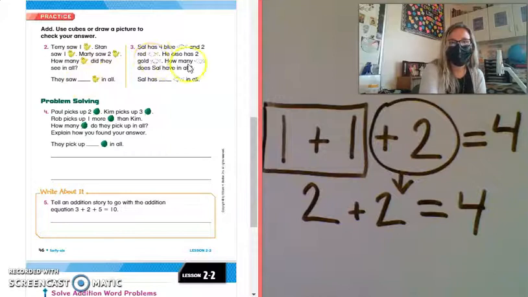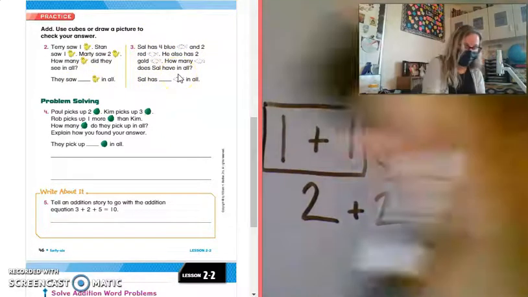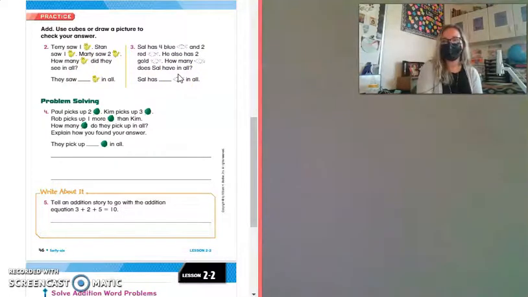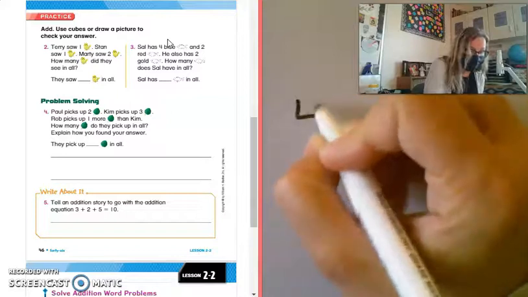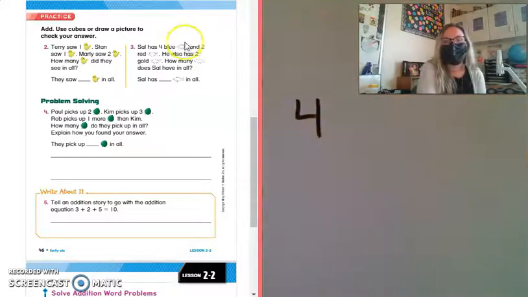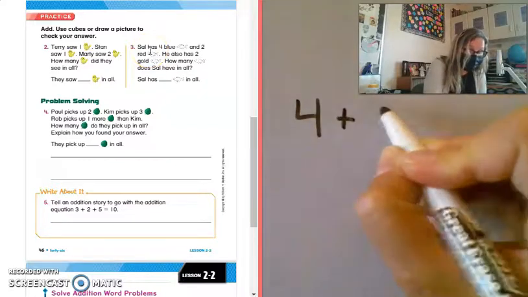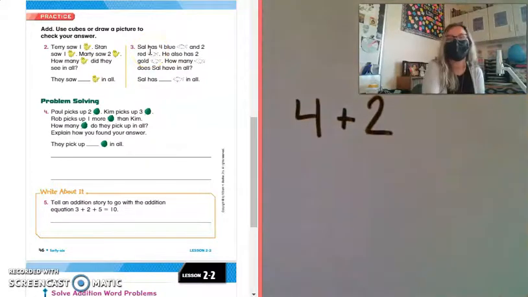All right, let's take a look now at number 3. I'm going to erase this equation and get ready for number 3. Number 3 says, Sal has 4 blue fish. Circle 4 blue fish, and I'm going to write down 4 blue fish. And 2 red fish. Circle 2 red fish. I'm going to write down 2 red fish, sorry.